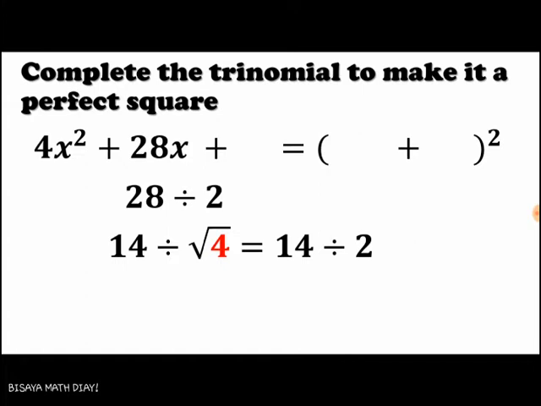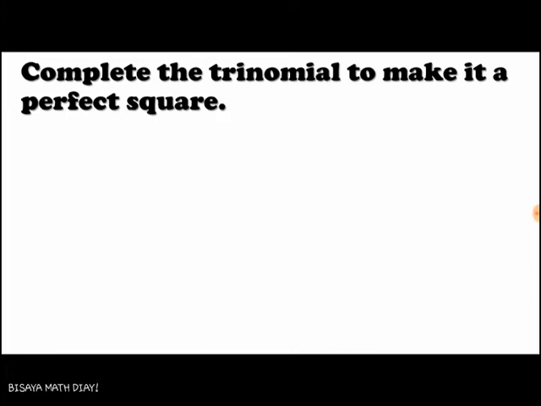So that means 14 divided by the square root of 4, which is 2. So therefore, 14 divided by 2, ang result is 7. And then lastly, we square 7 and the result is 49. So we place 49 here. First term of our binomial form, that is, take the square root of the first term. That's 2x. Square root of the last term or the third term, that is 7. So there you have it.